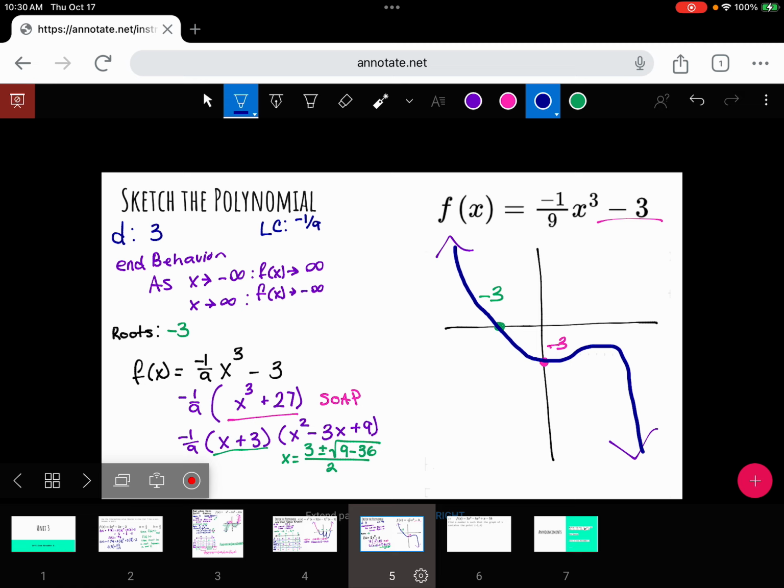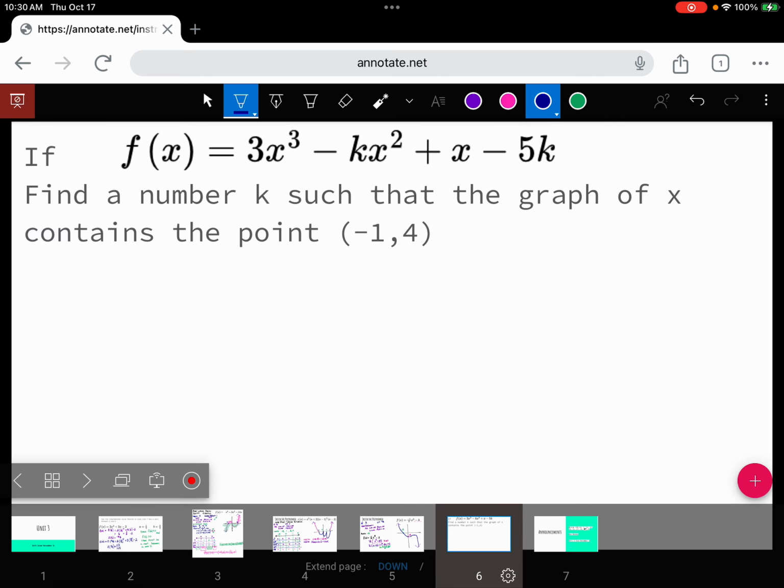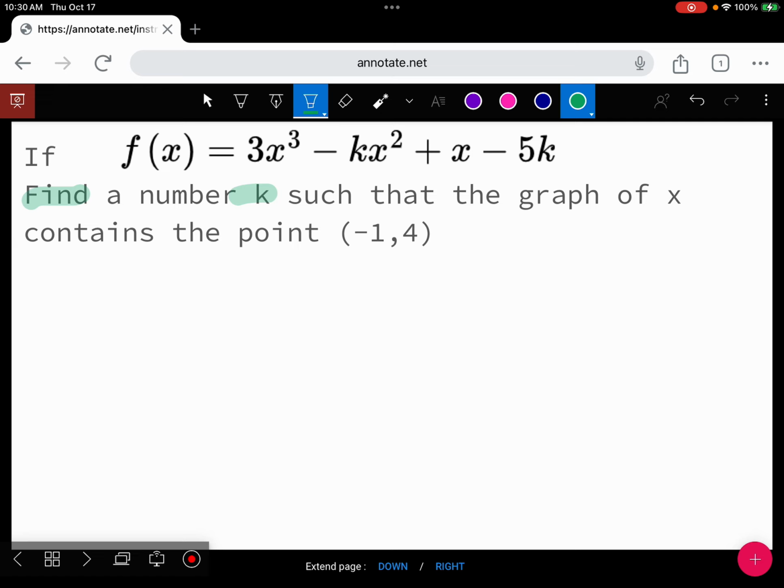There is one more kind of question I want to go through, and it's, I promise, not long, but it's one we for some reason get really stuck on. So one more question for today. We have f of x is 3x cubed minus kx squared plus x minus 5k, and we're asked to find k, so that it has the point negative 1, 4 as a valid point on this graph.